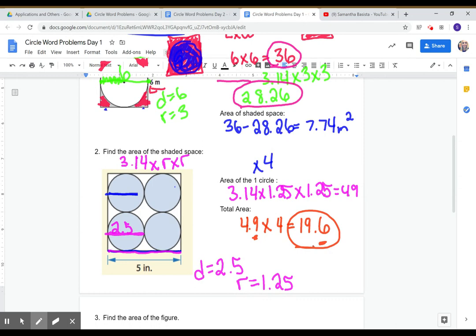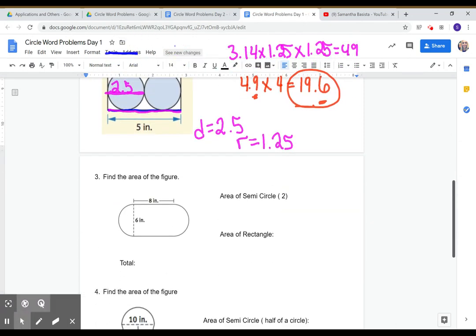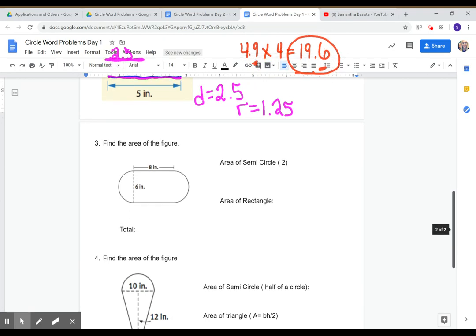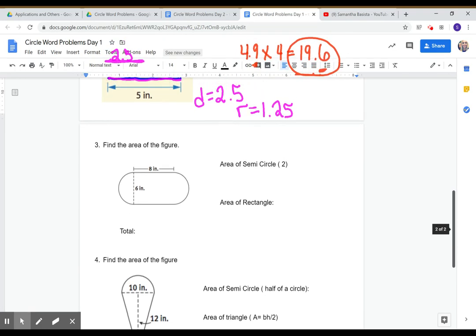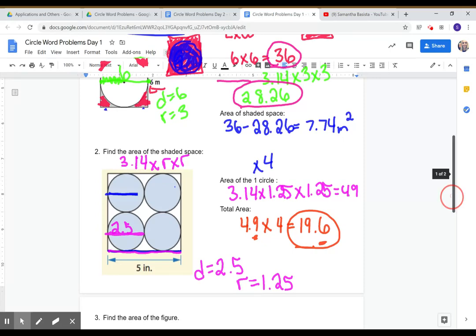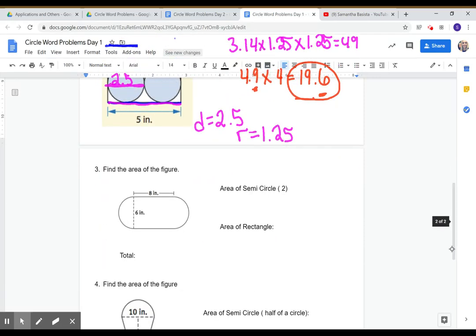Okay. All right, I'm going to do another one with you. All right, let's find the area of this figure. Let's look at what we have here. Now, look at this. Right here, they draw a half circle. Do you see how it curves? Now, if I look at the other end, I also see another curve. So I'm going to make this also a half circle.